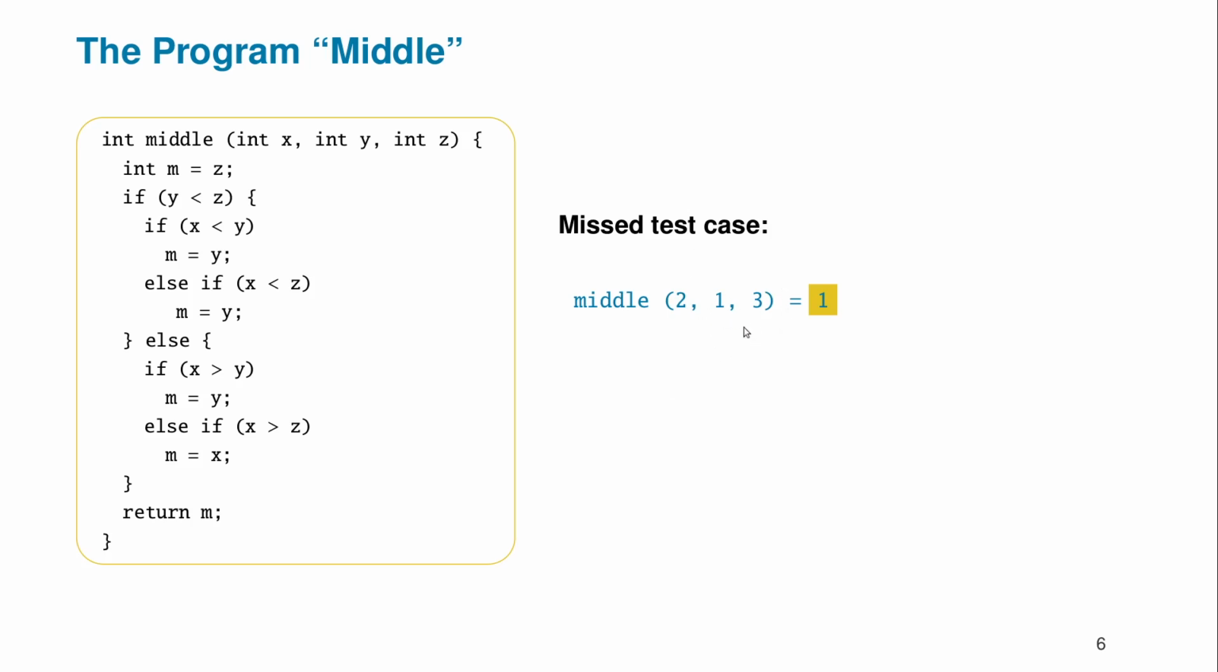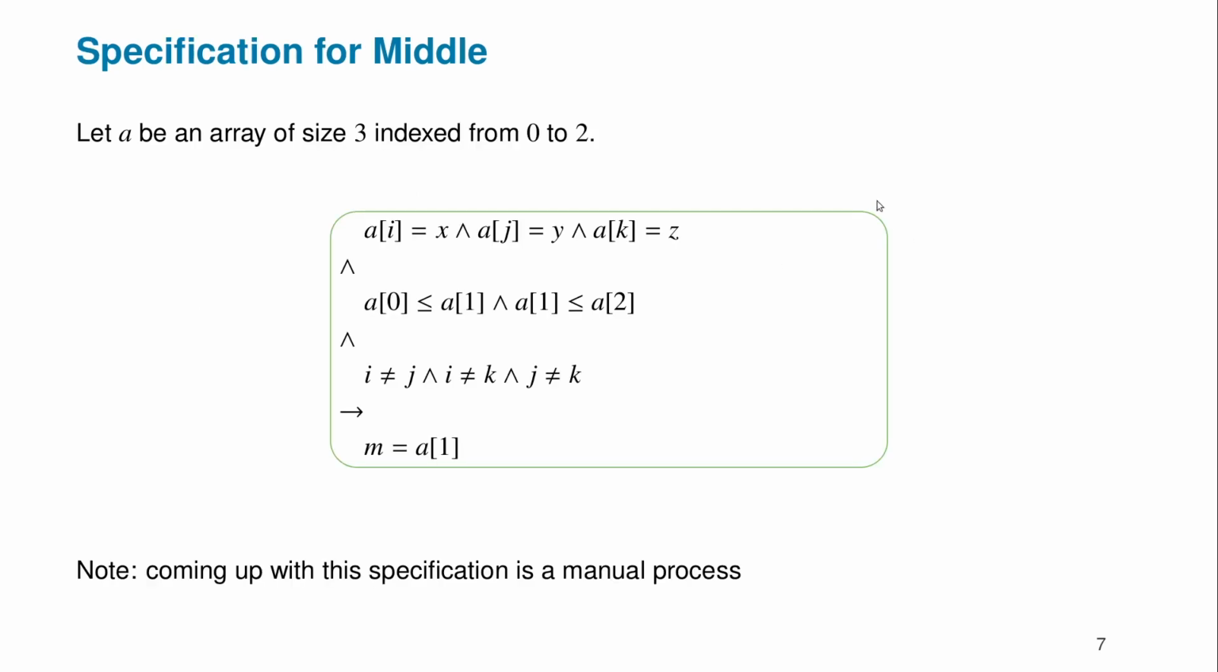The question is, how can we avoid overlooking test cases? And here, logical formulas can help. We can encode the program as a logical formula. We can encode the specification as a logical formula, and then check if the program always conforms to the specification. And this we will now do with SMT. Here we need SMT because we have integers, and without integers it would also not be so easy to encode this problem. So first of all, we have to say what the specification for the program looks like.